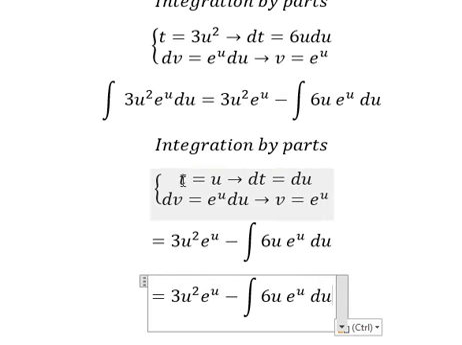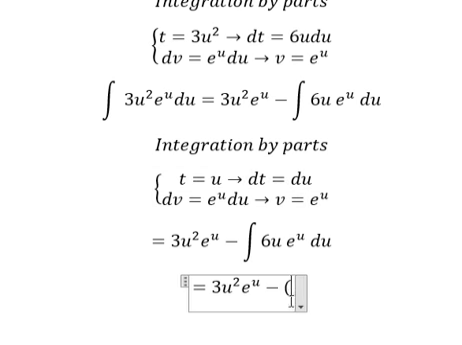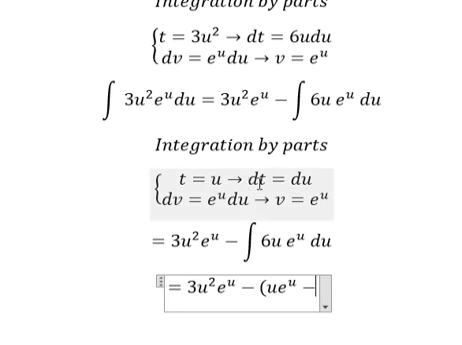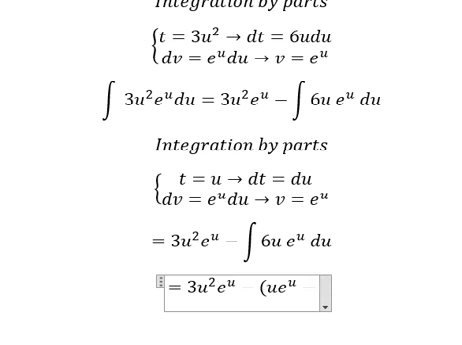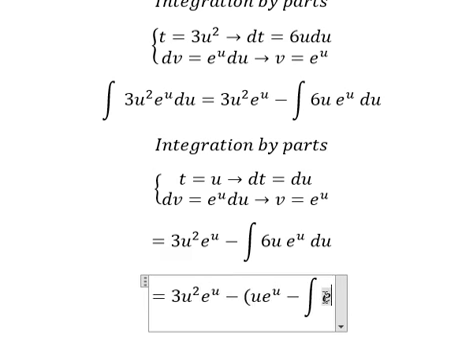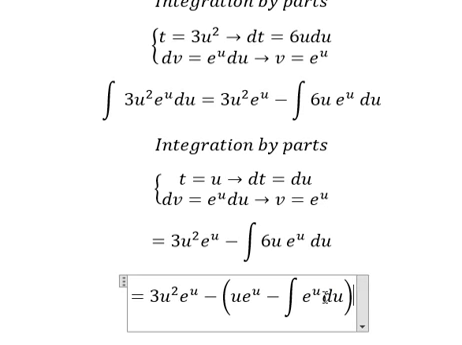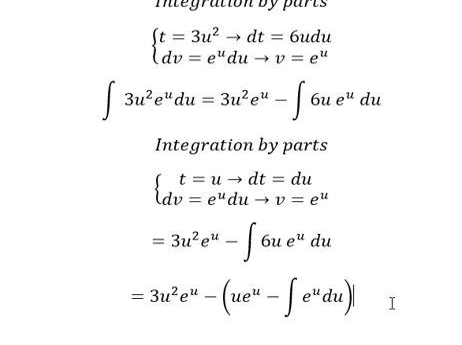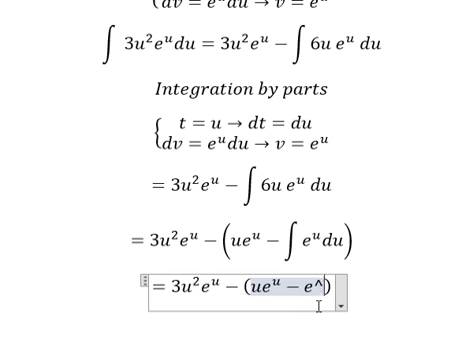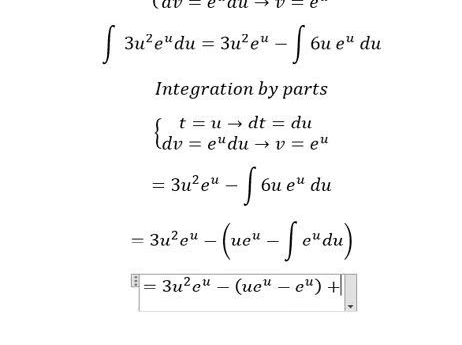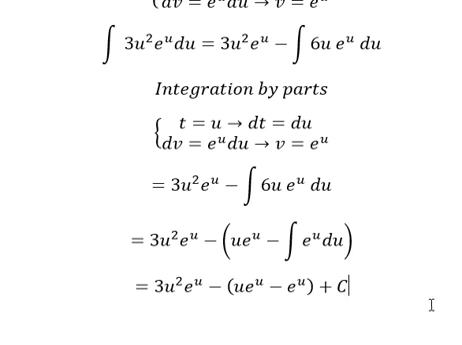So we have t multiplied by v, so we have u e to the power of u minus, we have dt multiplied by v, so we have the integration e to the power of u du. So the integration of this one, we have e to the power of u, and then I will put c.